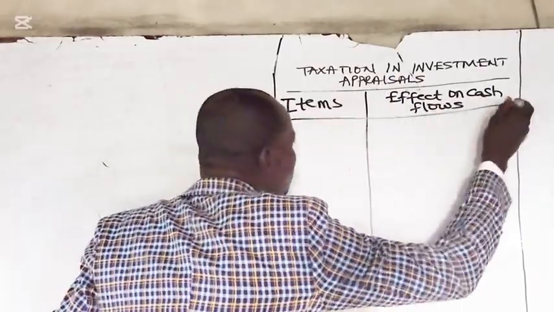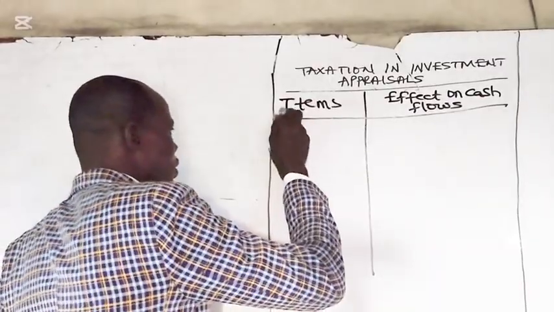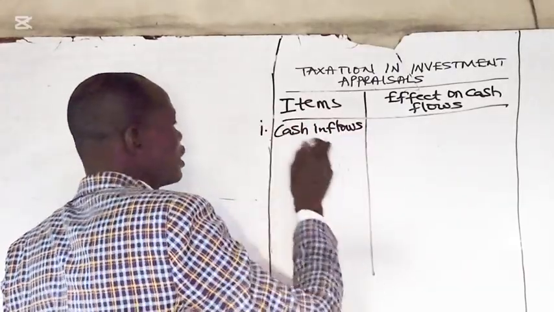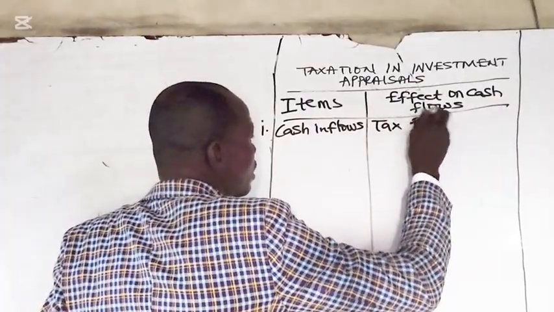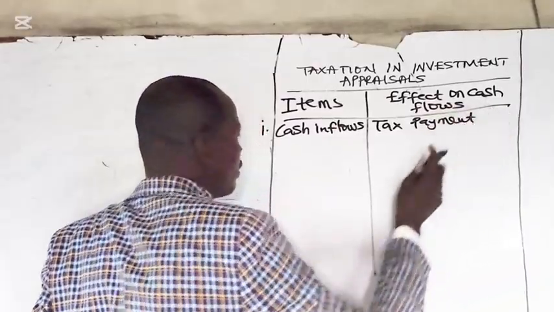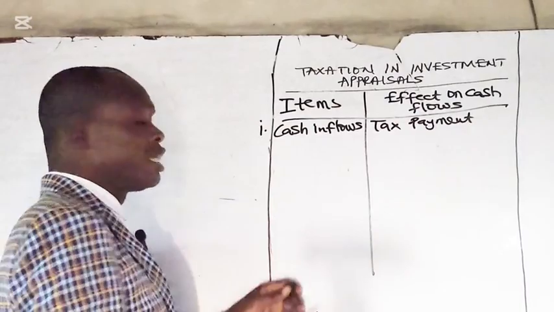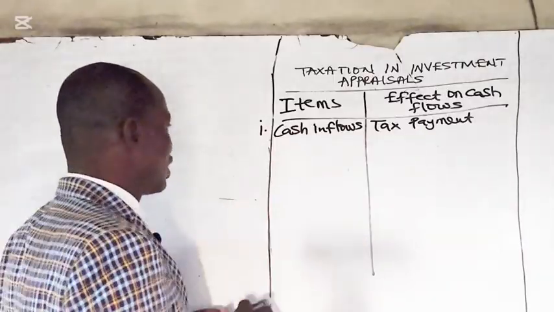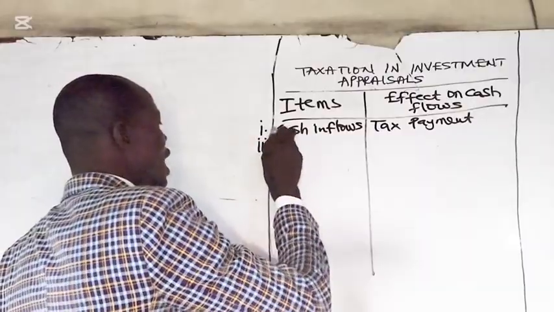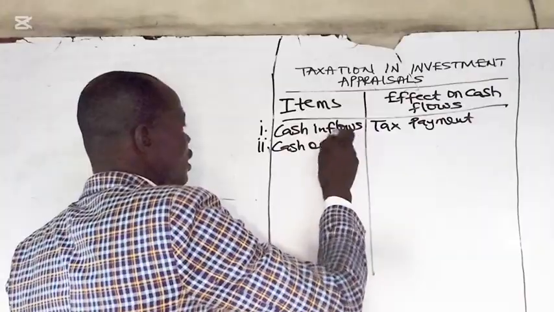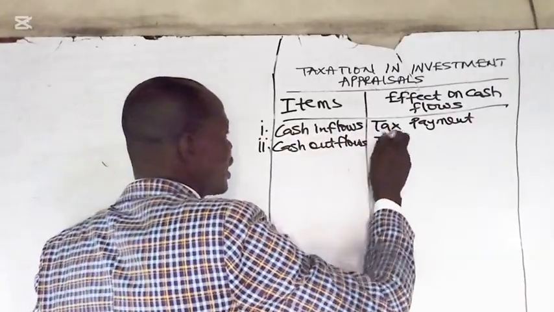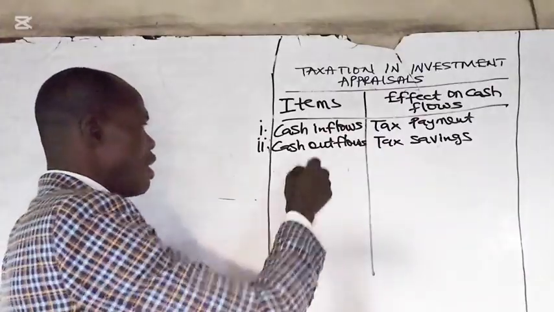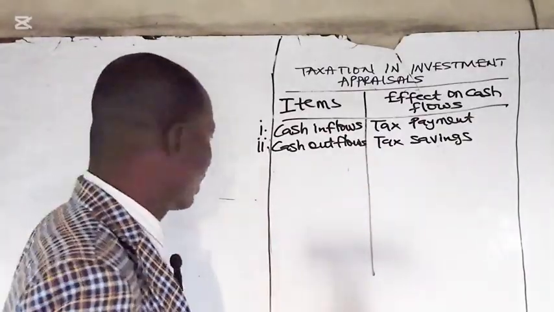Number one, we have cash inflows. Cash inflows will result in tax payments. So when you have inflows, tax will be paid on your cash inflows, just like profit: if you have profit, it will result in tax payments. Then cash outflows will result in tax savings, just like when you have a loss, it will result in tax savings.